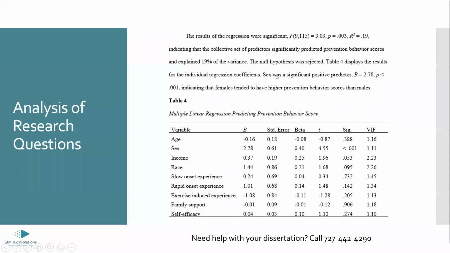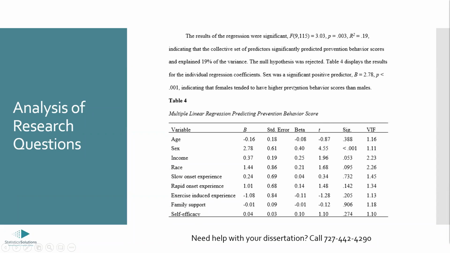And then if you have a significant regression, you may want to present the individual regression coefficients to see which of your predictors were significant. So you might present those in a table like this, where you present all of your different predictors. And you might present your B value, which is the unstandardized regression coefficient, the standard error, the beta, which is the standardized regression coefficient, the t value for the significance test, the actual significance value for the individual predictor. You might also report variance inflation factors, or the VIF here.